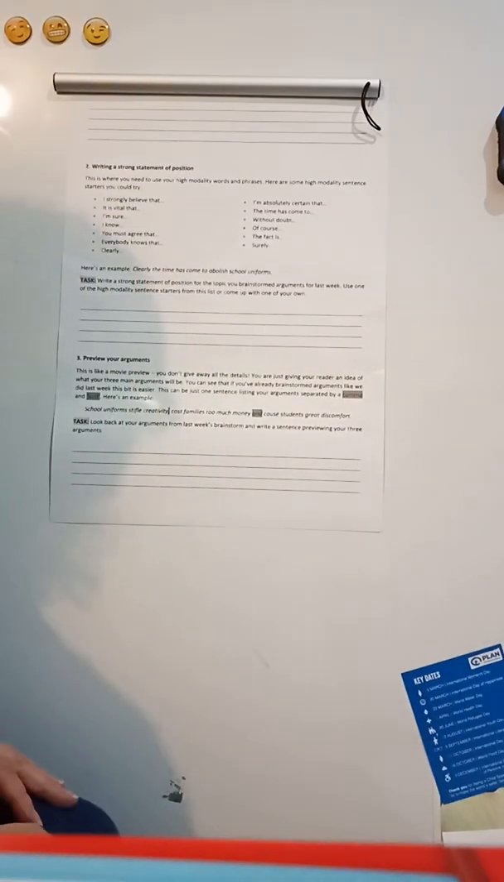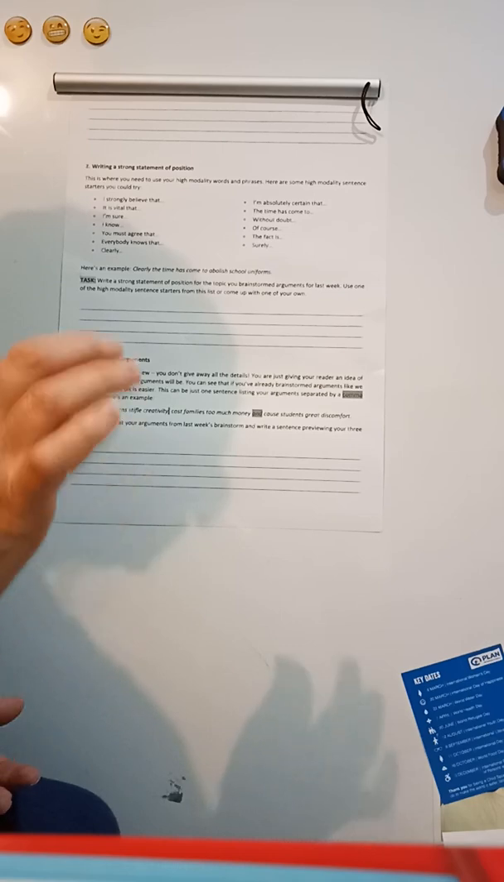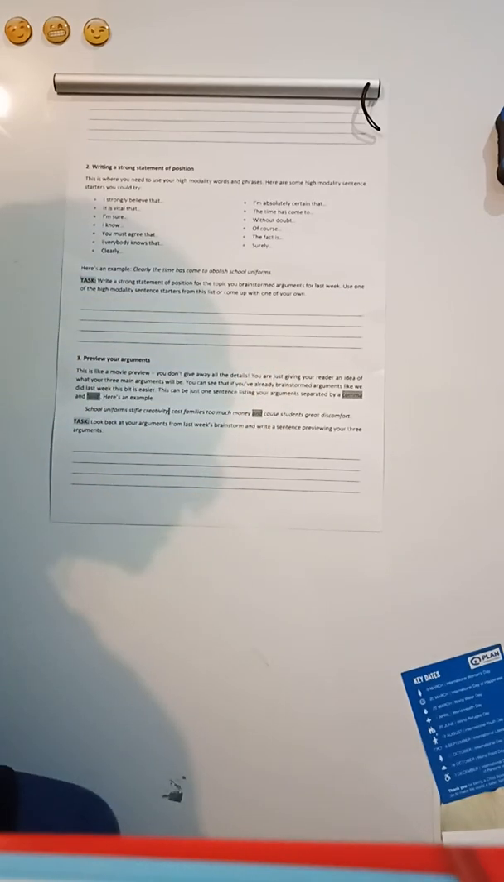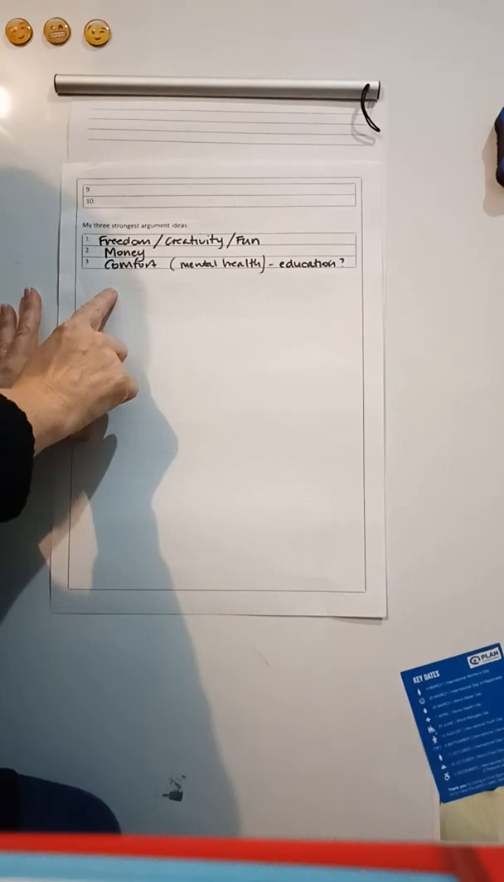The next thing which an introduction has to have is a preview of your arguments. This is a bit like a movie preview. It gives your reader a little bit of an idea of what's coming up so that they can focus, so they understand how your arguments are going to work, so they know what to expect. You don't want to give away all the details. You just want to give them a little hint of what your main arguments are going to be, your three main arguments.